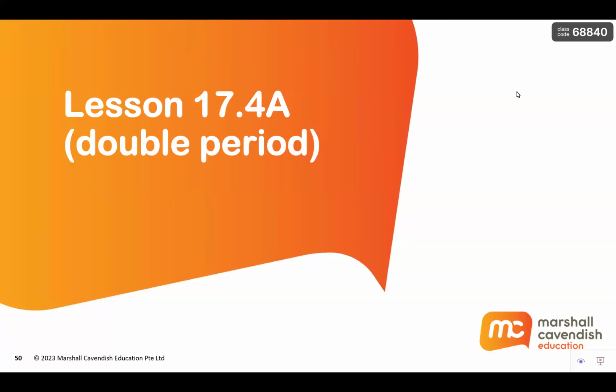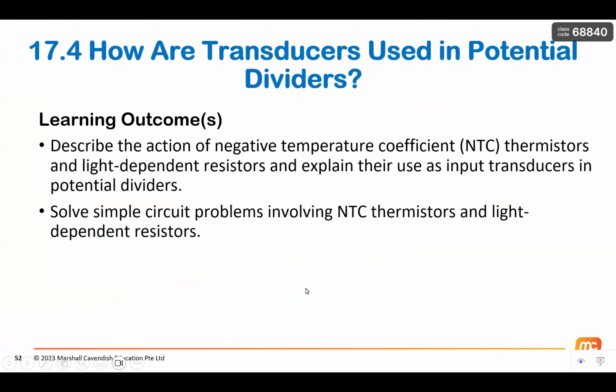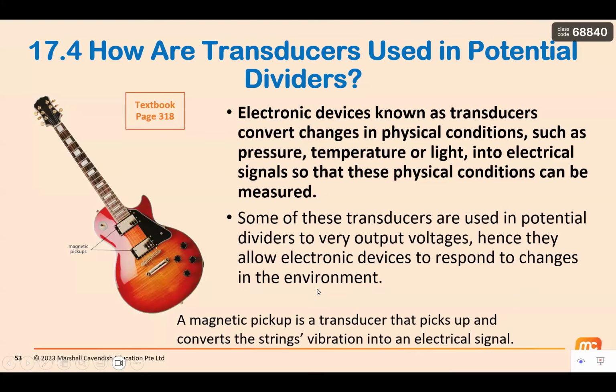Okay, DC circuit part 4. In this section, we are going to combine transducers into our potential divider. So these are the learning outcomes. We'll be learning about two different types of transducer, namely the thermistor and the light-dependent resistor. Okay, so what are transducers?